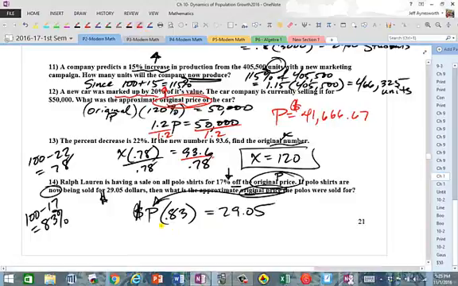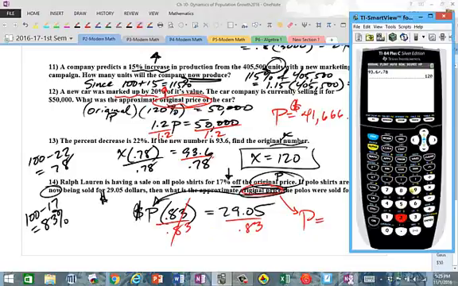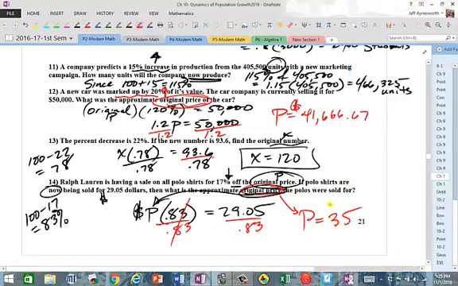So we divide by 0.83, and the original price, what is that? Well, it's bigger, right? 29.05 divided by 0.83 is 35, which makes sense because it was put on sale. If it's 17% off the original and it lowers down to 29.05, then it makes sense that the original price is higher than the sale price, which should be lower. Okay? That, my friends, is how it's done.